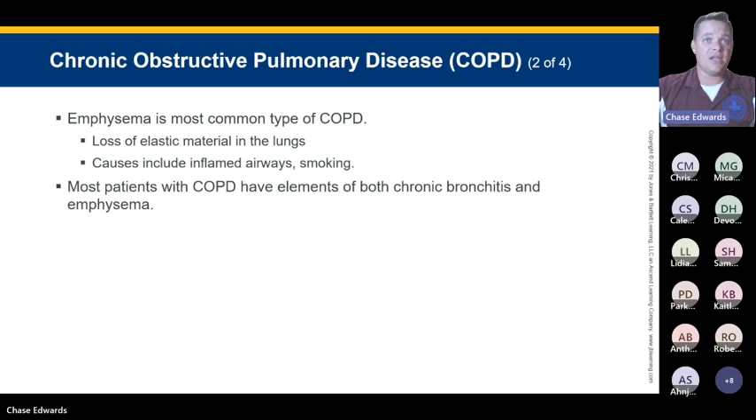Continuing on with COPD. So emphysema is the most common type of COPD. Emphysema is the loss of elastic material in the lungs as a result of chronic stretching of the alveoli. Smoking can directly destroy the elasticity of lung tissue. I have family members with this that are in the later stages of it. So, I mean, it's a big issue. Most patients with COPD have elements of both chronic bronchitis and emphysema. They've always got that terrible cough, and they're really phlegmy.